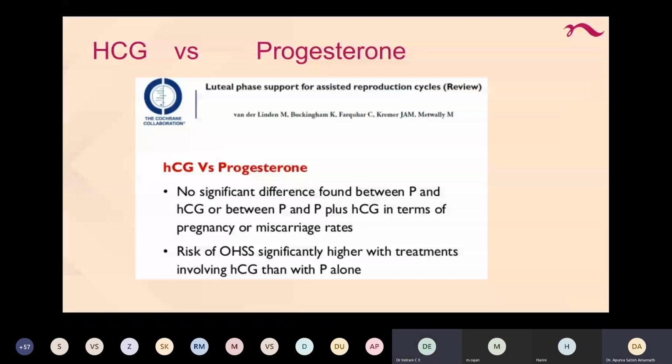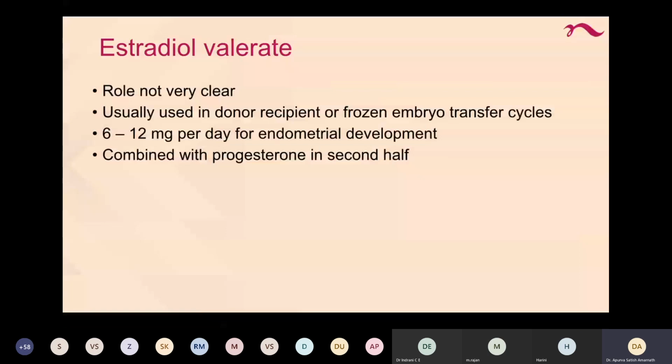Next, coming to estradiol valerate. The role is not very clear of exactly whether we need to use estradiol valerate in everybody. This is usually used in donor recipient or frozen embryo transfer cycles for growing the endometrium. 6 to 12 milligram per day is used for endometrial development. It's usually combined with progesterone following the embryo transfer.